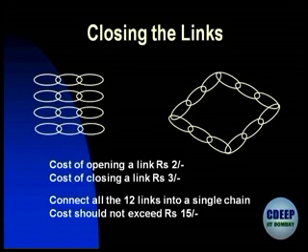You are starting with these four links. You have to make a single chain. But what is the constraint you are applying here? That you have to pay rupees 2 to cut the link and rupees 3 to close the link. And you connect all these 12 links but should not exceed rupees 15. So what's your answer? Can you do that?